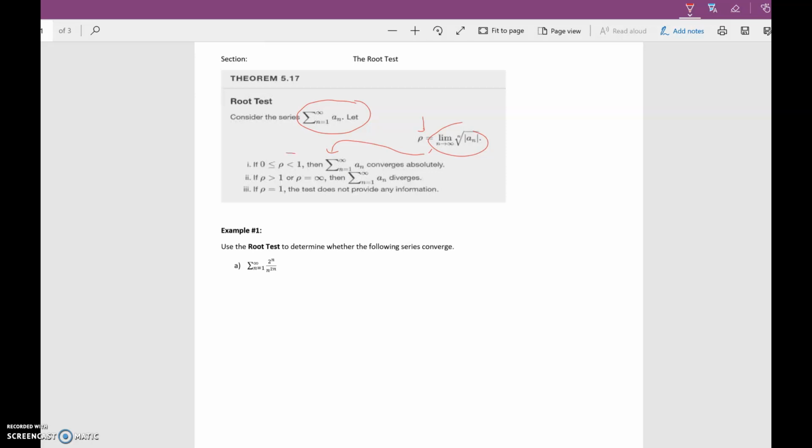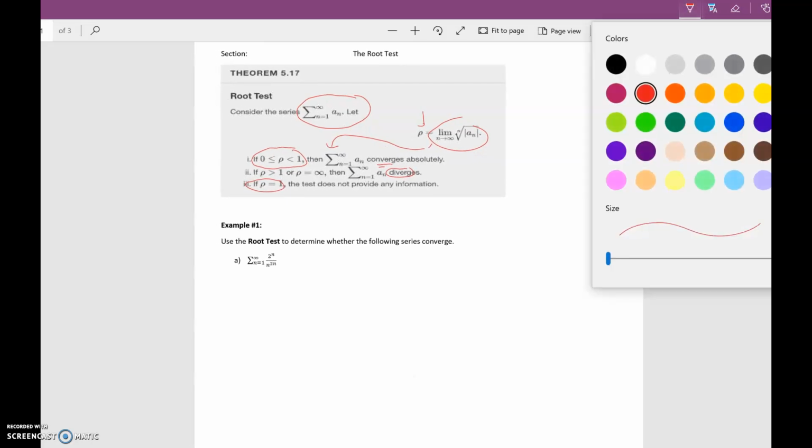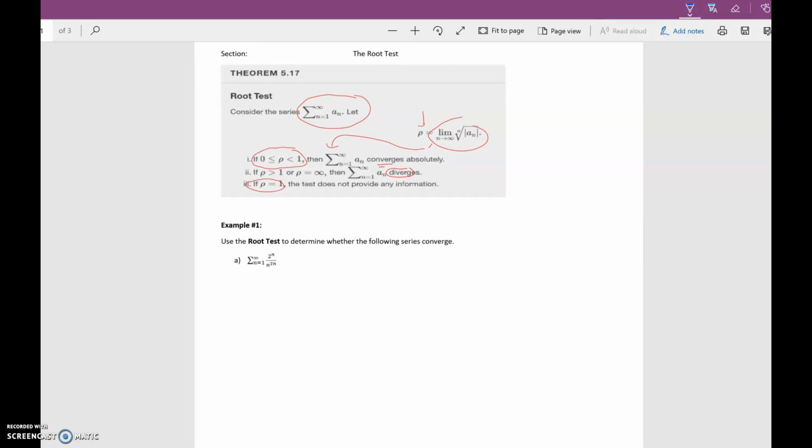If you end up with a value of rho that is 0 and less than 1, then the series converges. If it's greater than 1, it diverges. If it's equal to 1, the test is actually inconclusive. It's a very short section, but I still wanted to cover this test because it's used often.